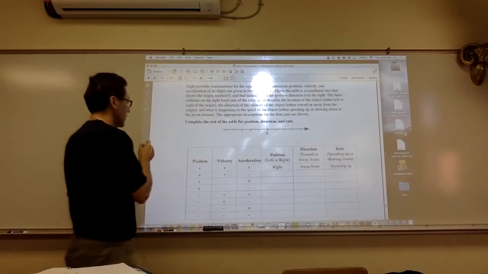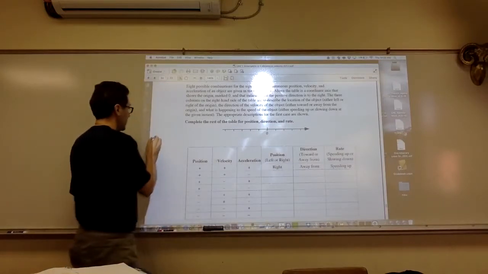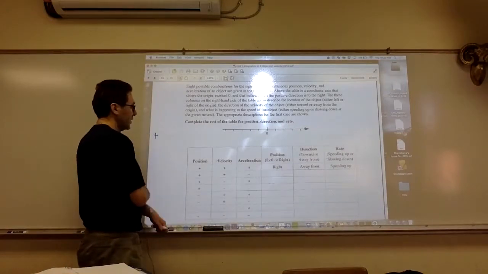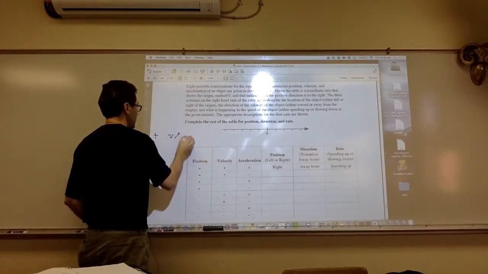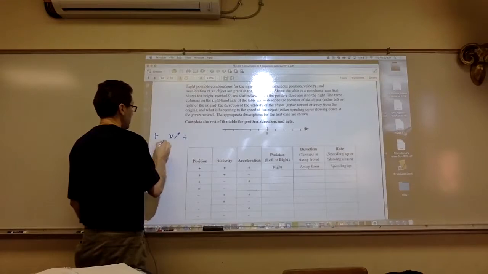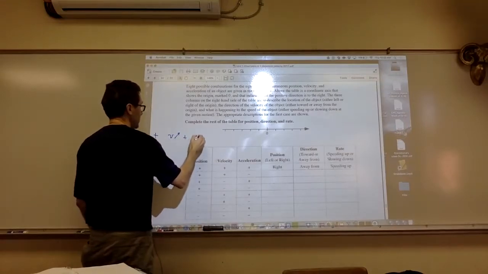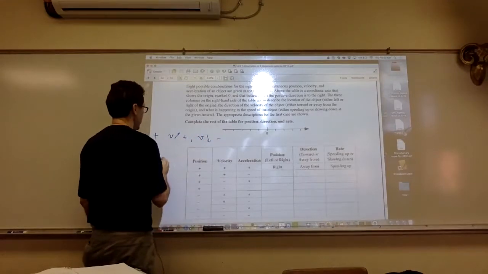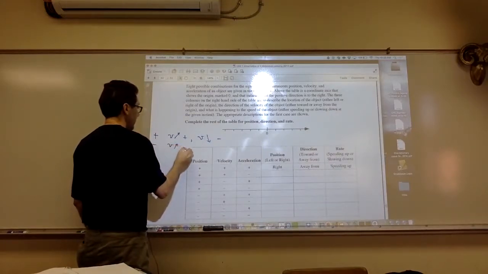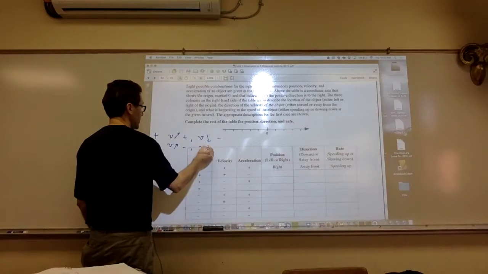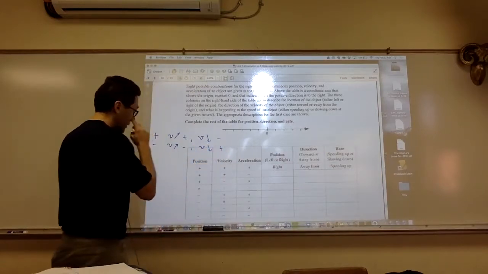Okay, so we're going to use this idea here. Your acceleration will be positive if you're speeding up in the positive direction. Okay, it can also be positive if you're slowing down in the negative direction. And this will be negative if you're speeding up in the negative direction, or if you're slowing down in the positive direction. So that's how we're going to do this.